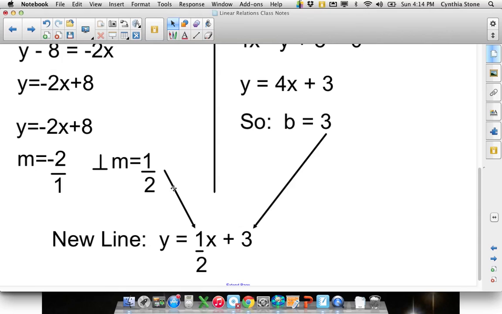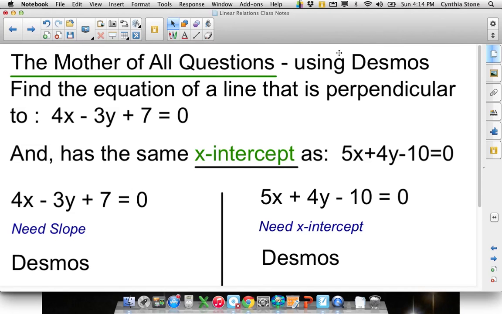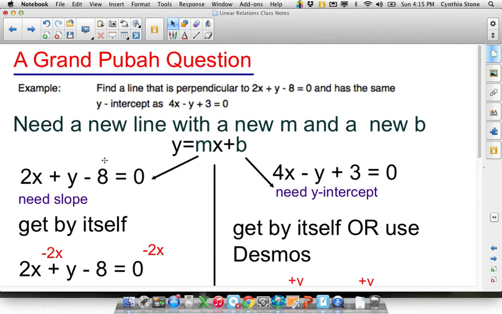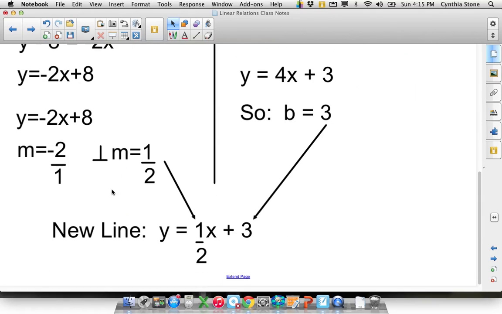Okay, and I'll show you the grand poobah. This was the grand poobah. The mother of questions is, we'll do that another day, but here it is. It's finding an equation that's perpendicular to that and has the same not y-intercept but x-intercept as that. And it's hard. It's a hard question. But if you can do that, you're set for grade 10 math, that's for sure. There's nothing they'll show you in grade 10 math that'll be too hard if you can figure that out. Anyway, we'll worry about that later.